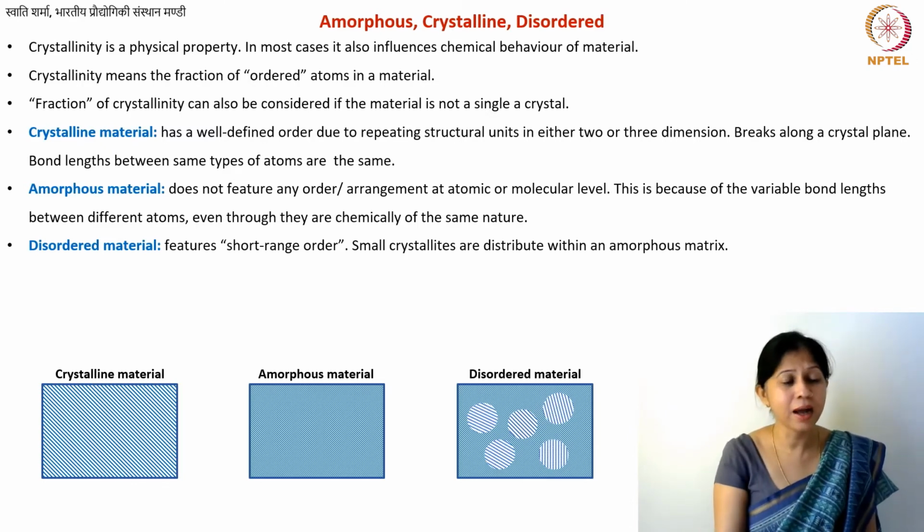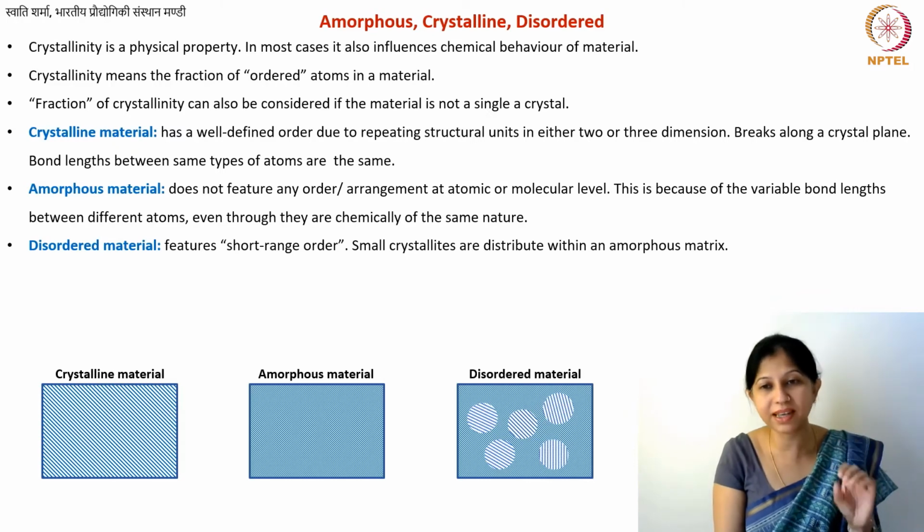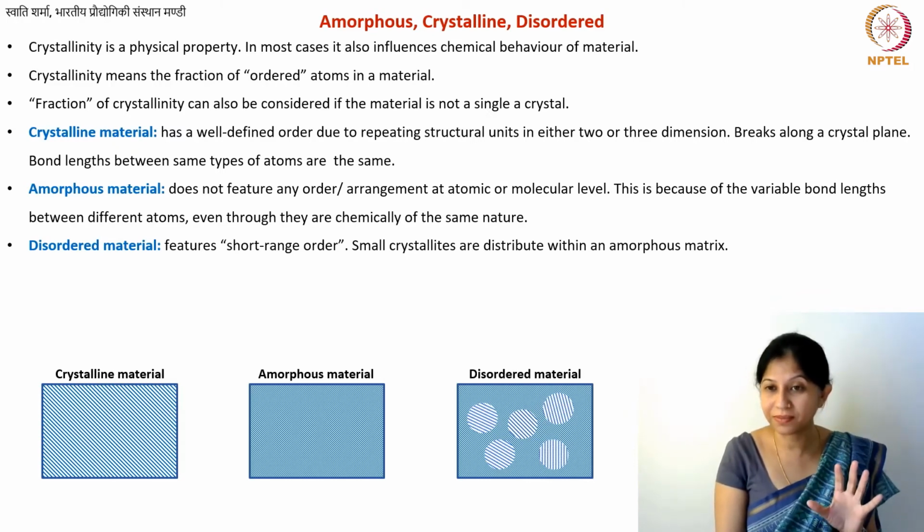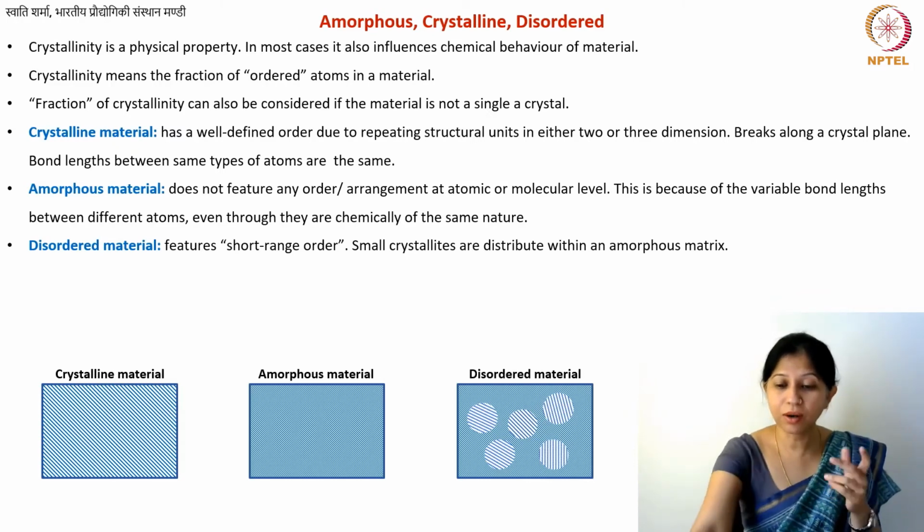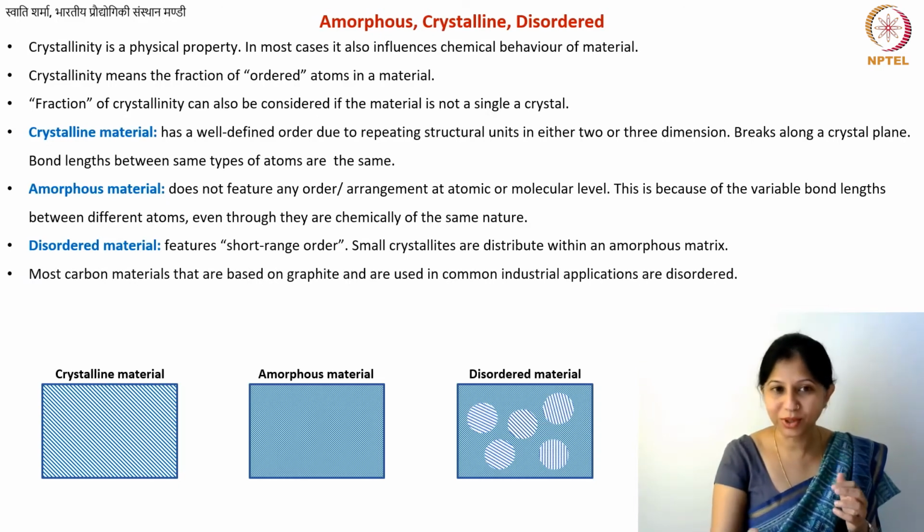So this is my personal opinion. In the case of carbon, if you don't know the exact microstructure of the material, then rather use the term disordered rather than amorphous, because carbon almost always has certain short range order. Okay, so we'll come to it.